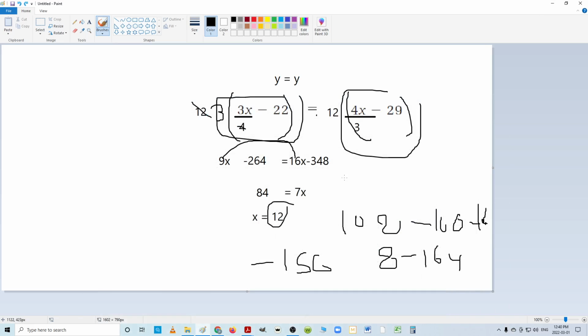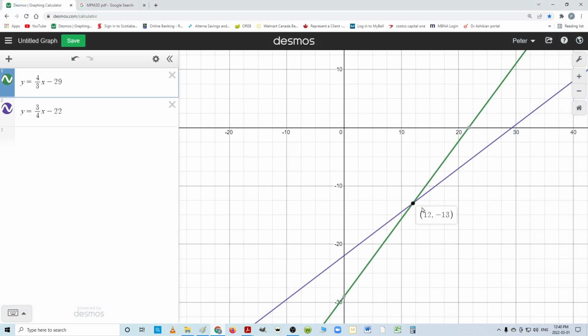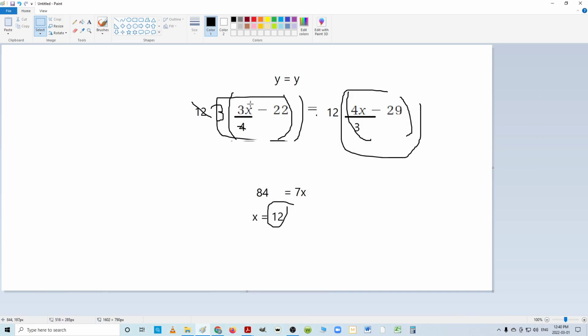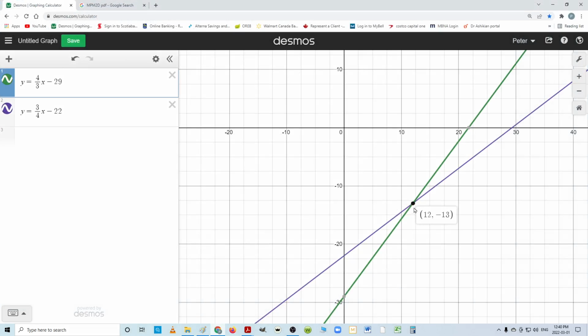So let's see where I went wrong with my y value. So I got my x value correct, right? 12. So I think I did some addition wrong here. Let's use the original formula. We'll use this one. And wherever I see x, I'll put in 12. So 12 divided by 4 is 3. 3 times 3 is 9. So I get 9 minus 22. Much clearer now that that is minus 11.